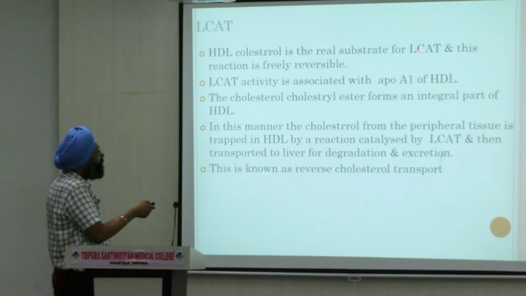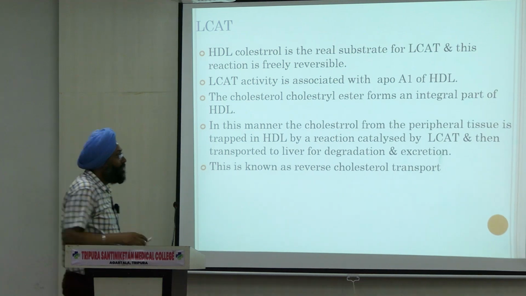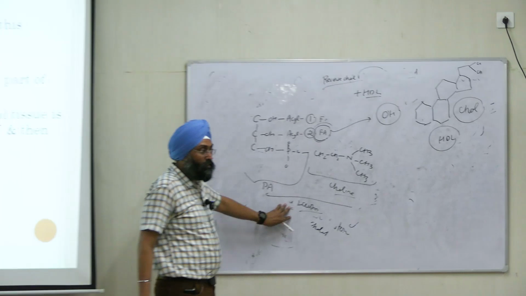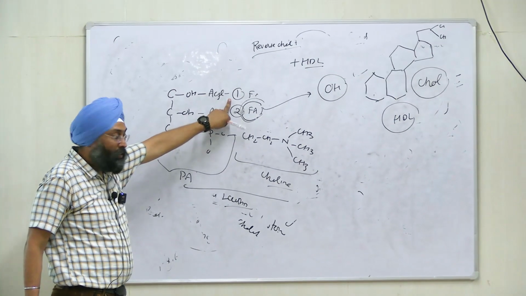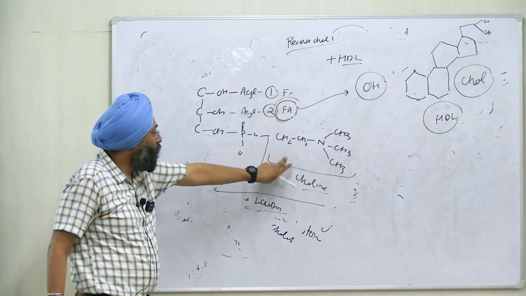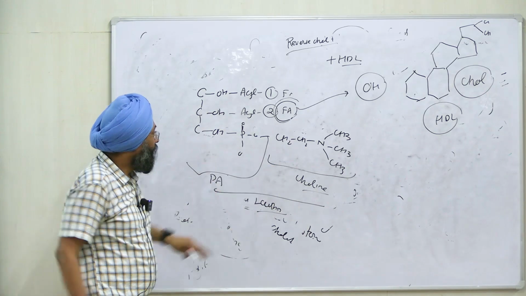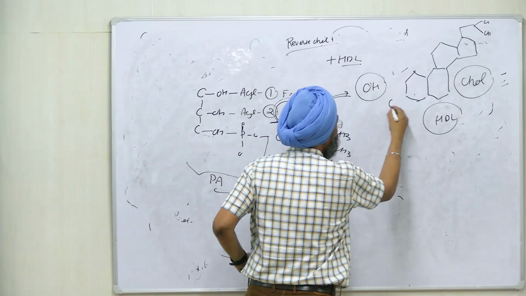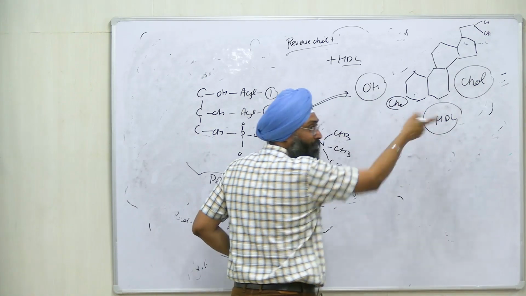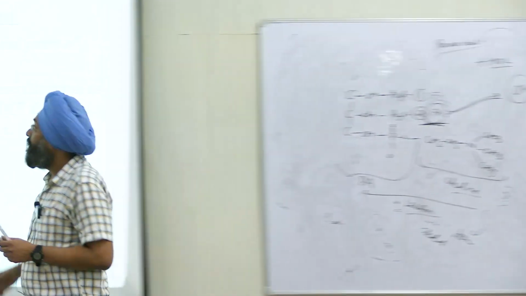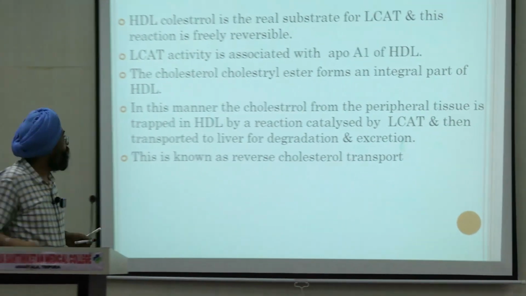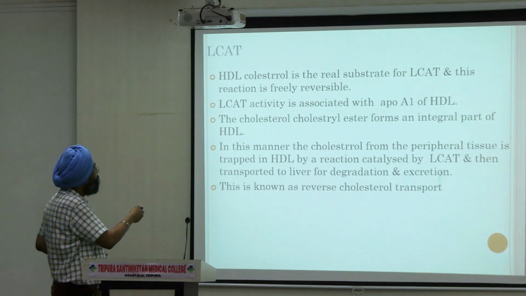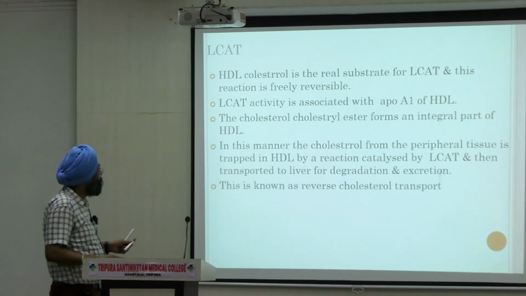HDL cholesterol is the real substrate for LCAT, right? This was lecithin cholesterol acyltransferase, with a fatty acid at carbon 1 and 2 and choline at carbon 3, right? And this fatty acid was transferred to the hydroxy group of cholesterol and it is trapped here. So HDL cholesterol is the real substrate for LCAT and this reaction is freely reversible, right?